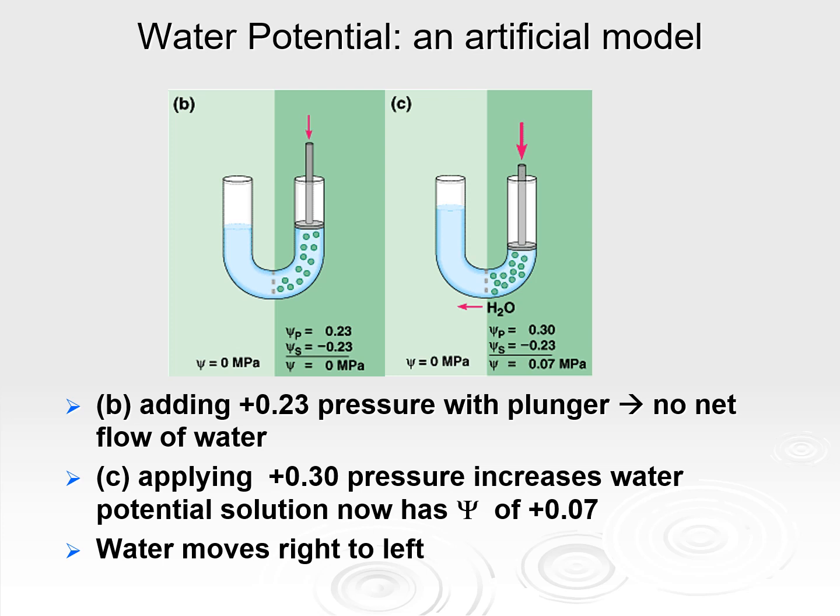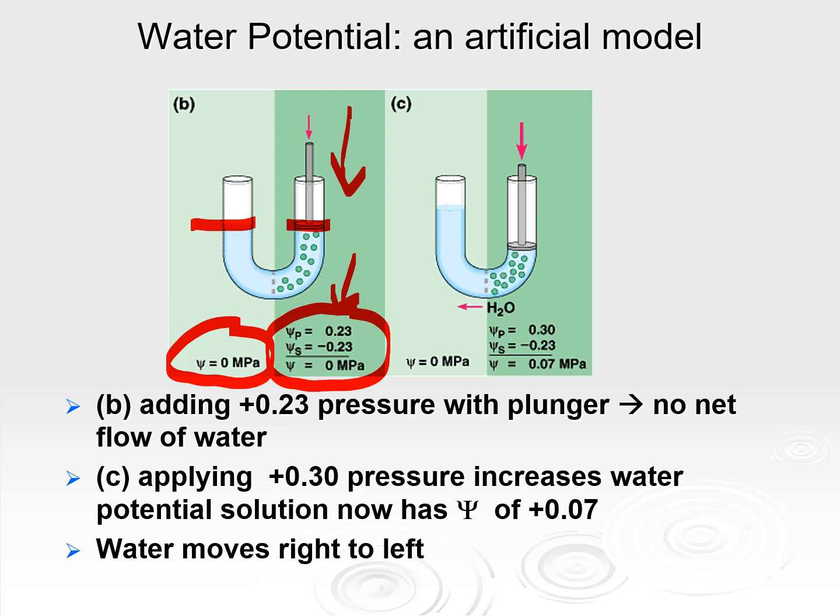So over on the right-hand side, now we've added positive pressure of 0.23 megapascals to the solutes that were already there, and we see that it has now evened out to 0 megapascals with the addition of this plunger. Over on the left-hand side, we still have pure water in an open container, so it has no water potential, or a water potential of 0, and we see that it evens out and the water has not moved from left to right. What happens when we add actually just a little bit more pressure?